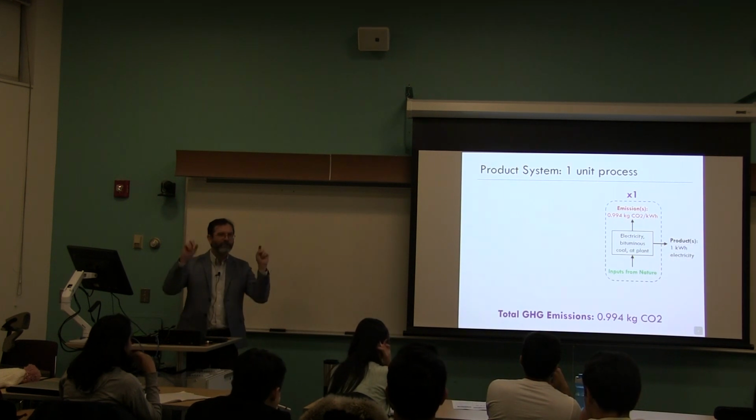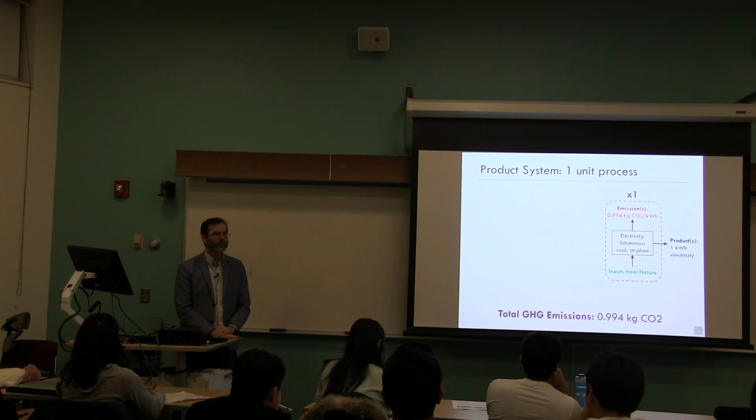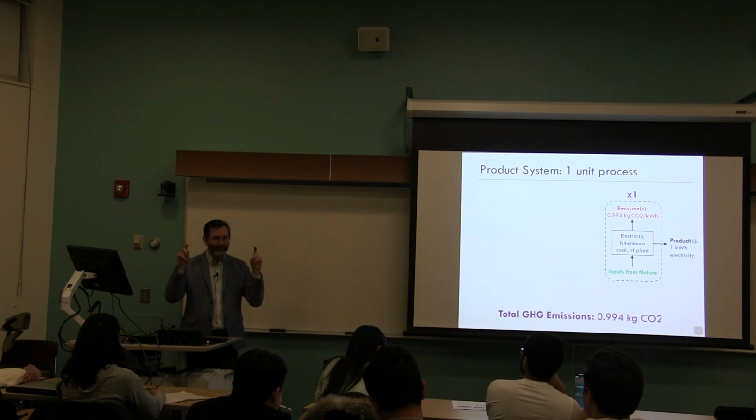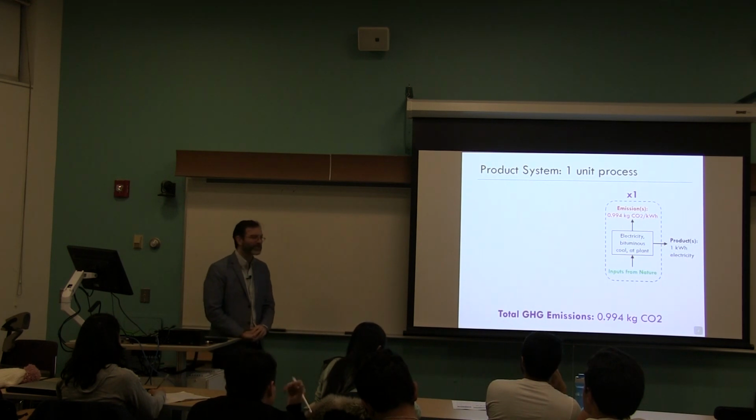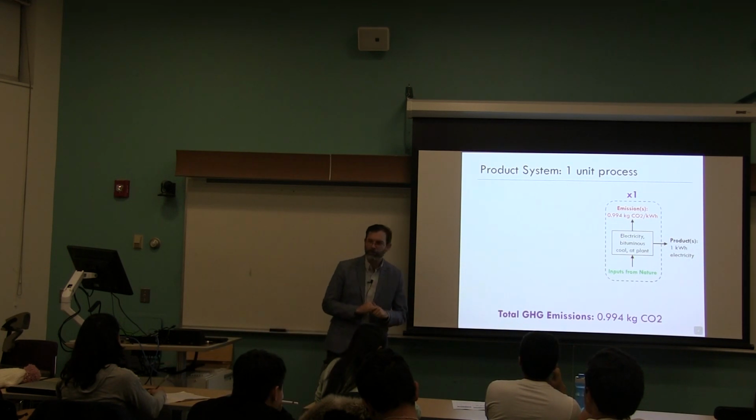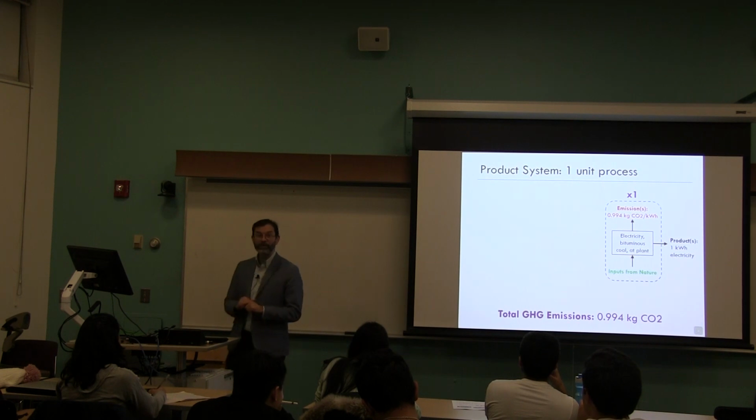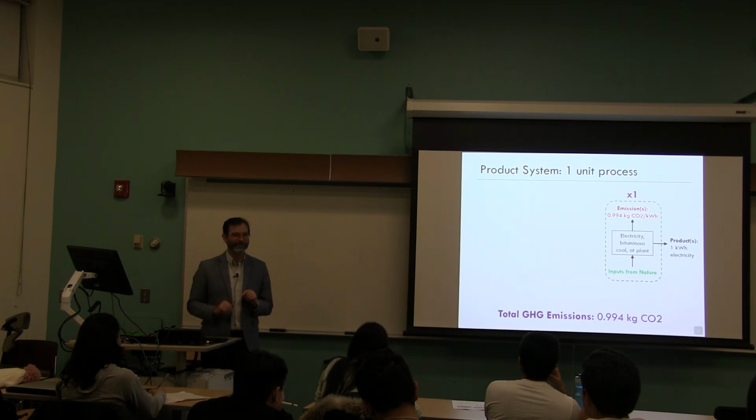So that's what we call a first-tier analysis. Those are direct emissions, and I'm putting them in air quotes because that's what the technical term is, direct emissions from this coal-fired power plant. Now we're going to talk about the indirect emissions.